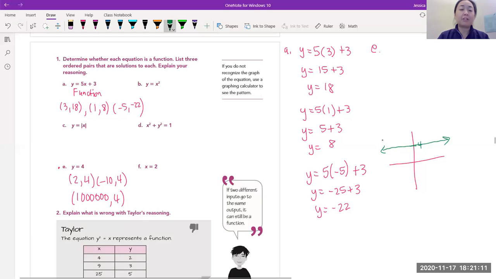And then what about, so is that a function? Oh yeah. For every x, there's only one y. That one y is 4, but there's only one y, okay? So what about this one? So we should write down this as a function.